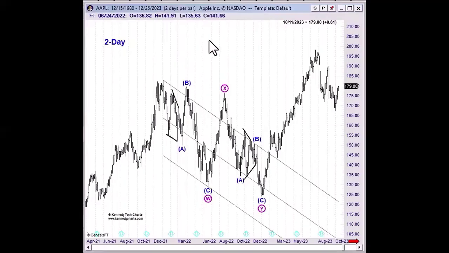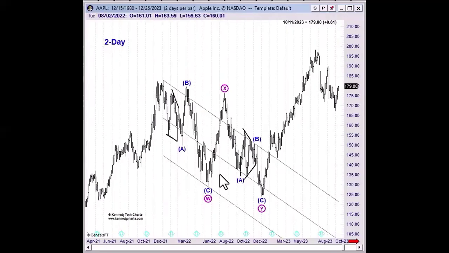Now, this example here is actually that of a double zigzag. We're going to be discussing the double zigzag again on Thursday, but all a double zigzag is, is two zigzags, a 5-3-5 pattern, ABC, joined together by an X wave, okay? And then you have another ABC.